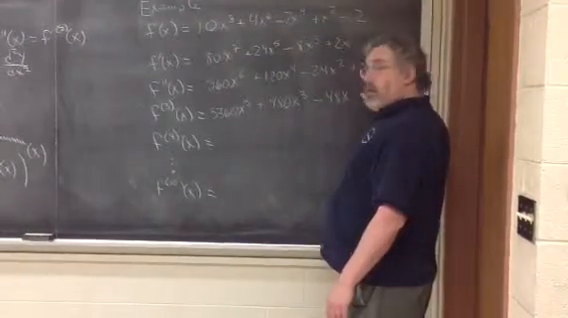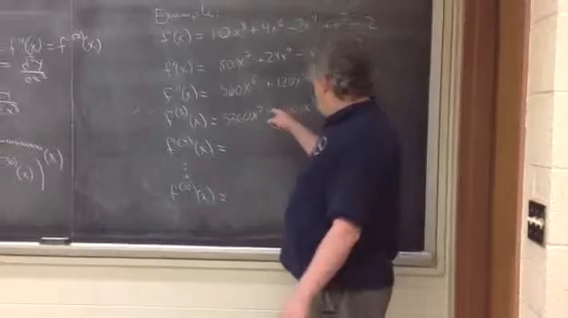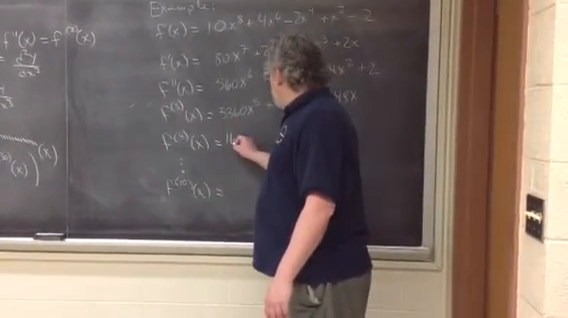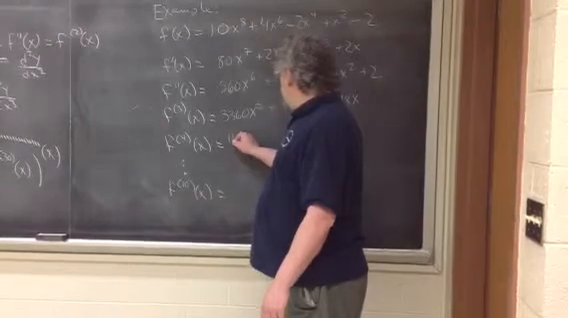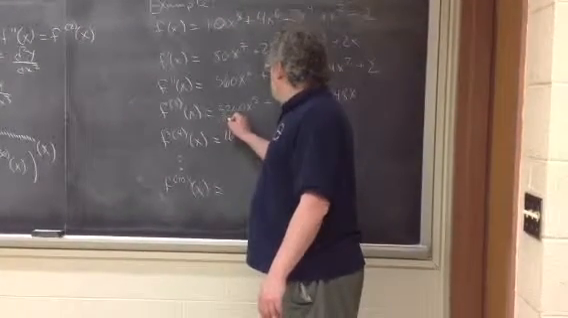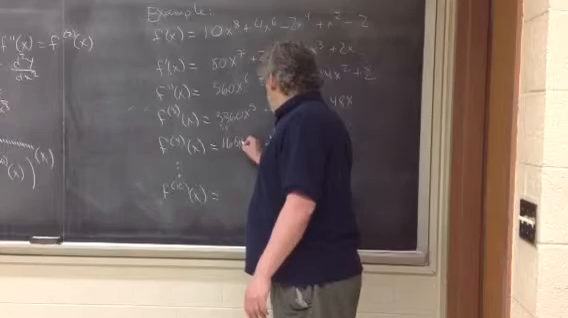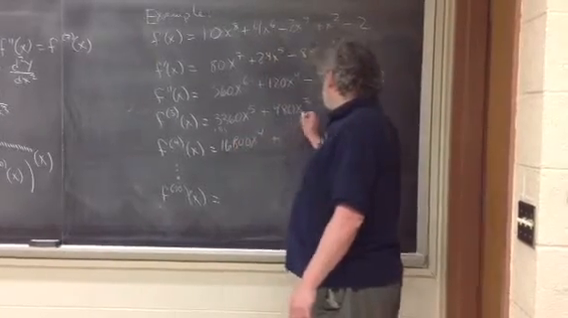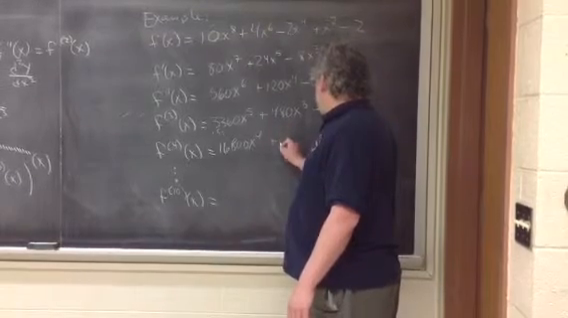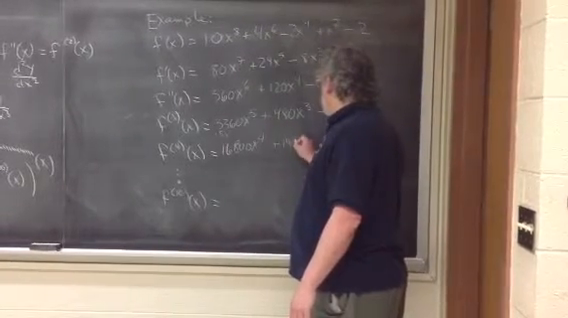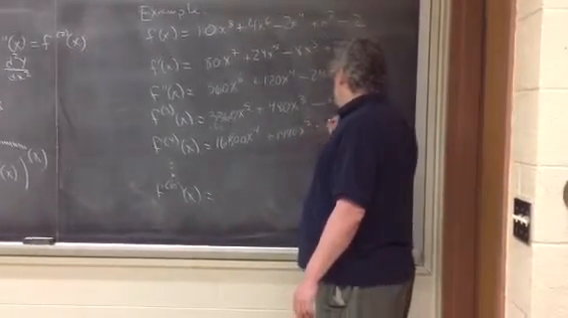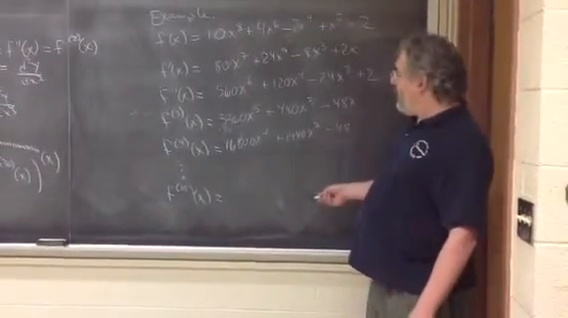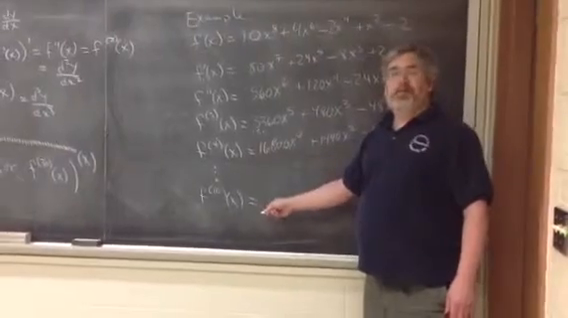Let's do one more. This one I actually have to think about. 16,800 x to the fourth plus, what's that, 1440 x squared minus 48. And, okay, I can keep going for a while. Let's skip down to the 10th one.